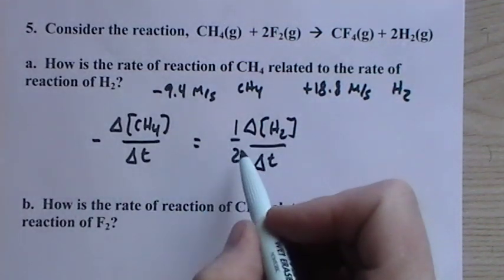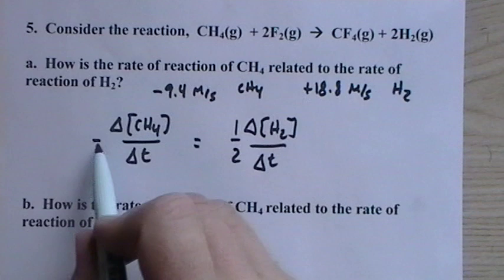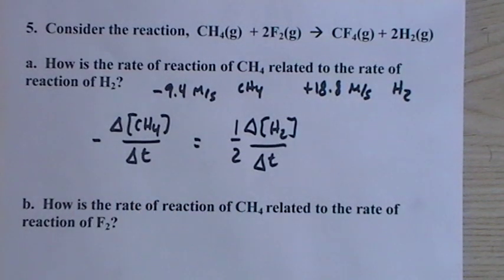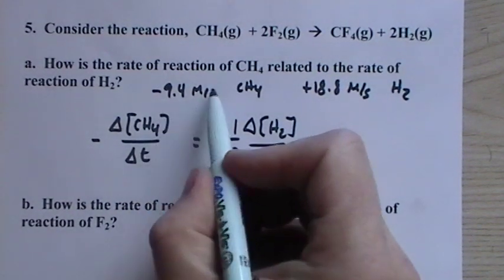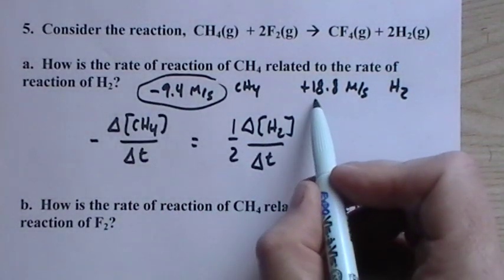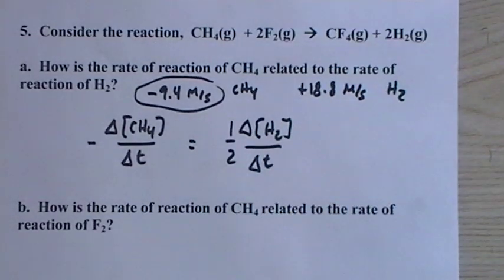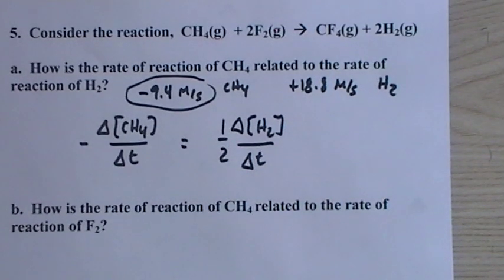So if we take 1 over the coefficient for each of them, and we take any reactant and make it negative, then we now set them equal. You look at these numbers, make that negative, that would be 9.4. Take this number and divide by 2, it's 9.4. Now they're equal. So that's how you relate the rate of reaction of two different species. To relate them, we have to make them the same number.